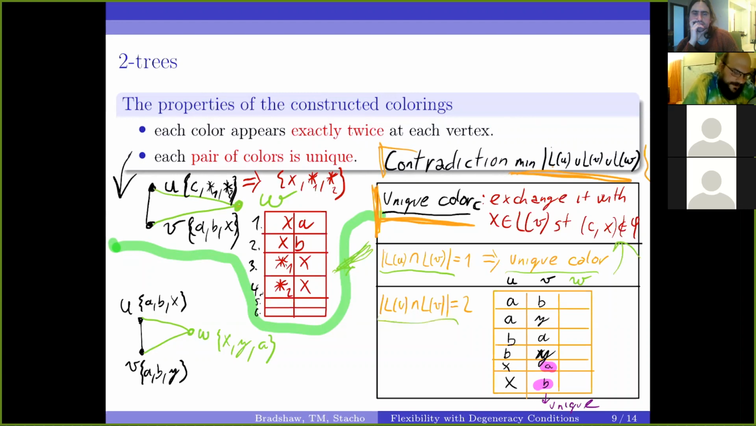So if the intersection list is of size 2, there is a nice property that this is uniquely determined. So for those options on U and V, there is exactly one possible coloring that satisfies those two assumptions.